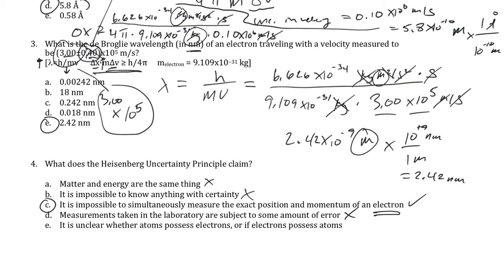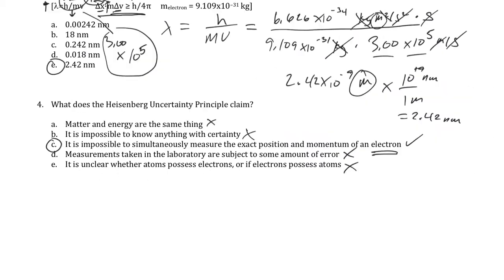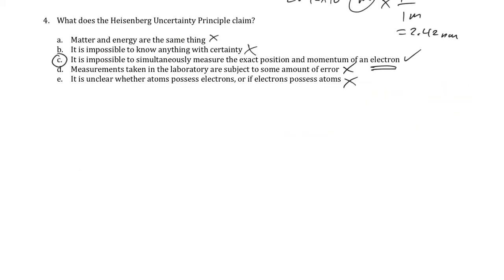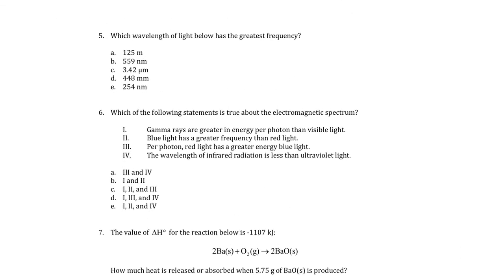So if you think the thing you're trying to observe changes as you try to observe it, you may think that with a better detector you can precisely know both the position and the velocity, and that turns out not to be true. It is unclear whether atoms possess electrons or if electrons possess atoms. I'm laughing. I can't remember how long ago I wrote that wrong choice and how silly it is, but that's pretty clearly not the right answer. Okay. Moving on to the next page.